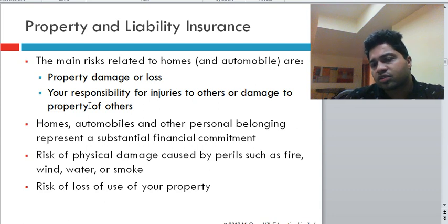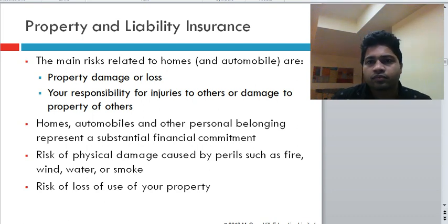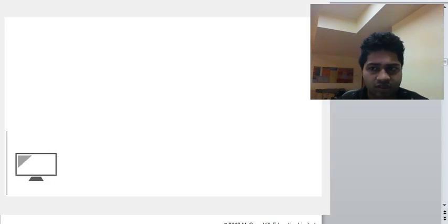But there can be a loss to others also. So if someone visits you, the main risks related to home and automobiles are property damage and your responsibility to others. We have discussed this. The main thing that can happen is if you meet with an accident, you damage your own car, but you may cause damage to others.